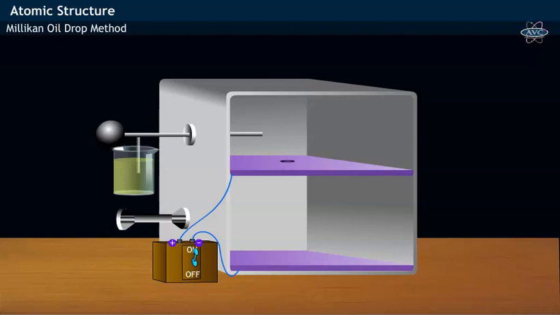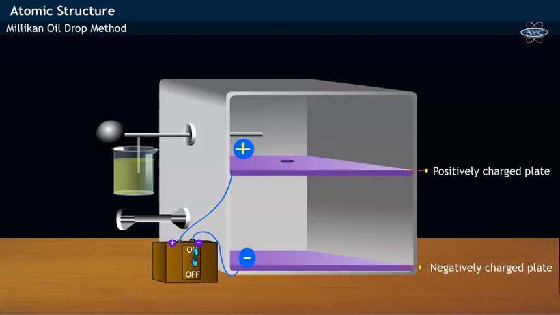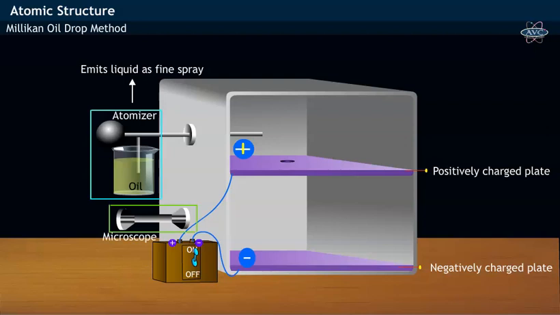The setup of Millikan's experiment shown consisted of two plates, a positively charged plate and a negatively charged plate. These two charged plates are in turn connected to a battery. An atomizer, a device used to emit liquid as fine spray, along with a microscope, is arranged. The purpose of this microscope is to observe the movement of tiny oil droplets.